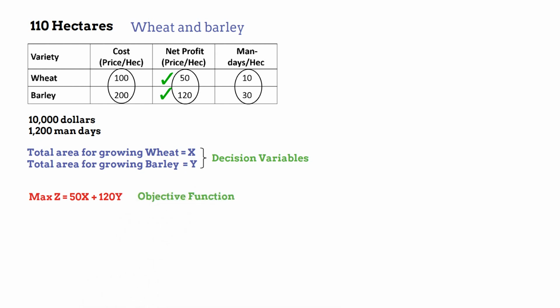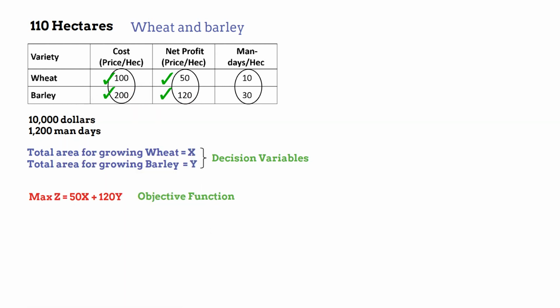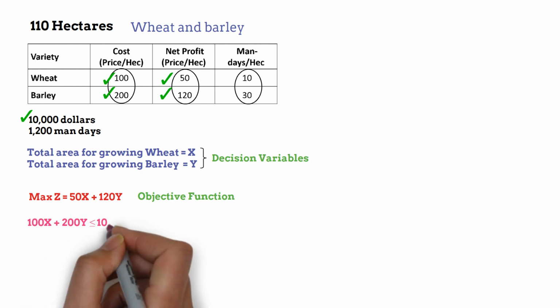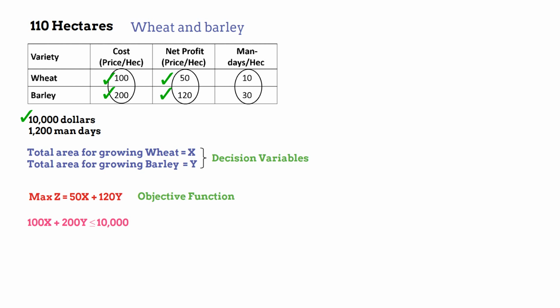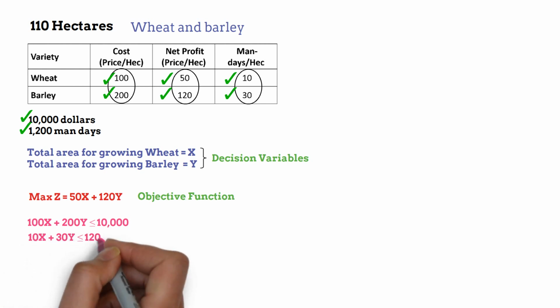The farmer has some constraints. The cost of growing wheat per hectare is $100 and for barley it is $200, and the farmer has a total budget of $10,000. It can be written as the sum of 100x and 200y should be equal to or less than 10,000. Another constraint is man days. The man days required for wheat production per hectare is 10 days and for barley it is 30 days. The farmer has a total availability of 1,200 man days. It can be written as the sum of 10x and 30y should be equal to or less than 1,200.